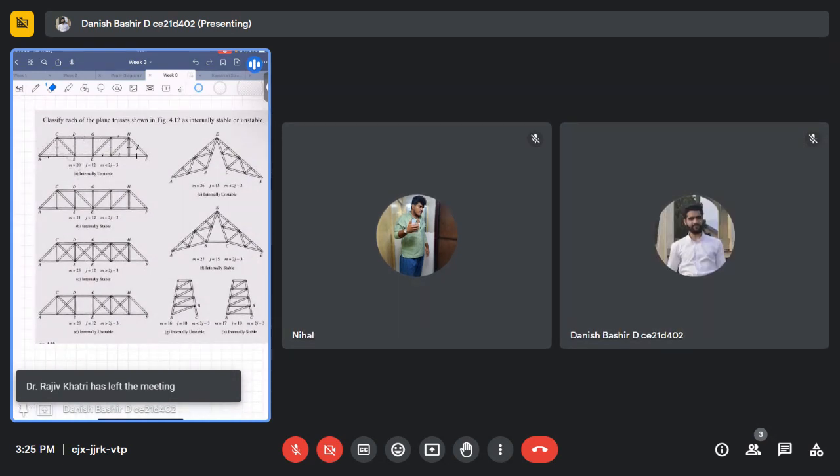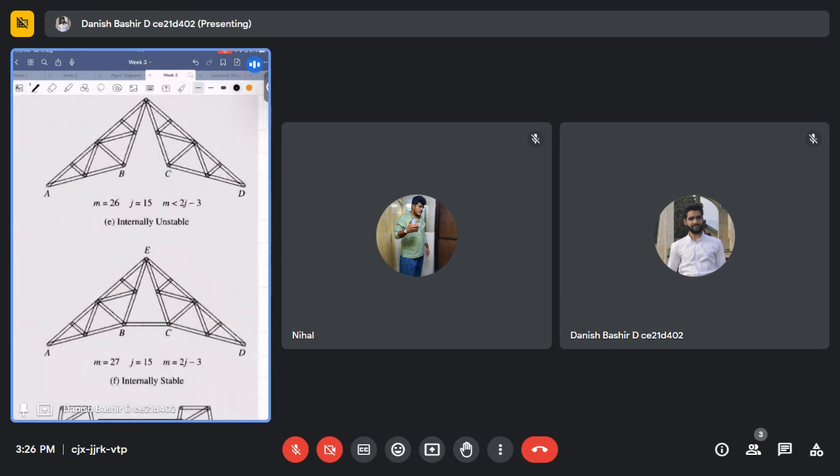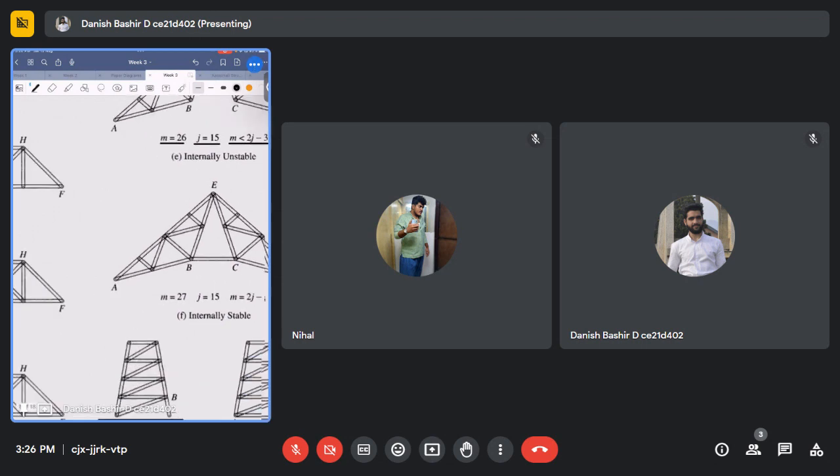It's an internally unstable truss. Then coming to another truss, if you see, it has number of members 26, number of joints 15. Again, M is less than 2J minus 3. It's internally unstable. Okay.